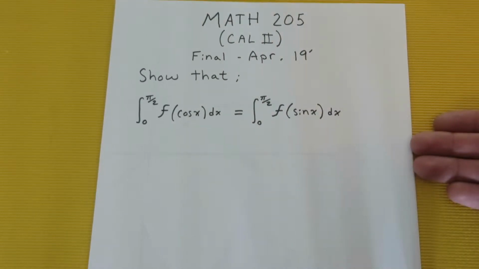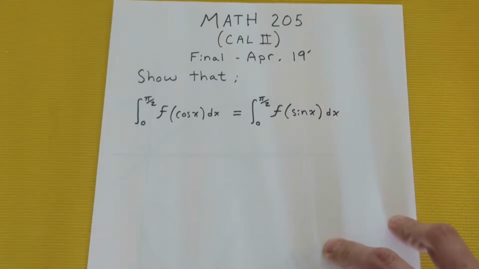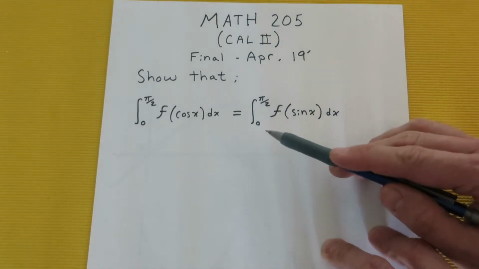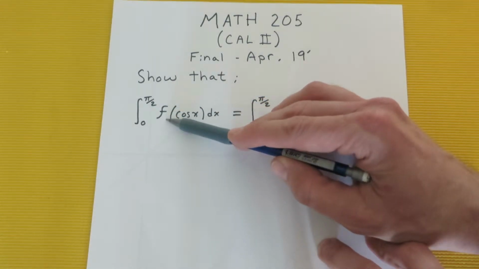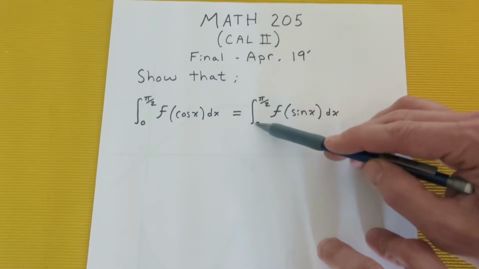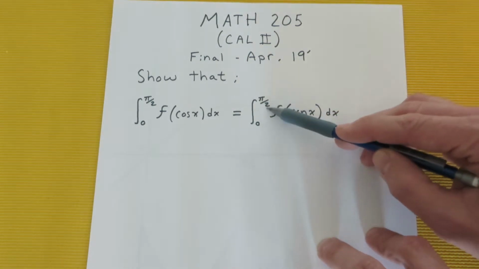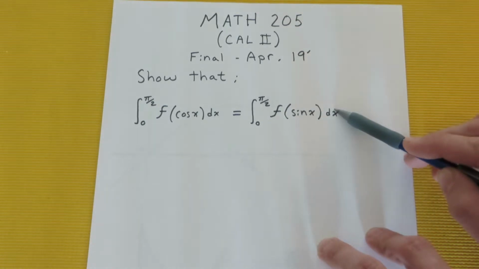This is a question from the final of April 2019. It asks us to show that the integral from 0 to pi over 2 of f of cosine of x dx equals the integral from 0 to pi over 2 of f of sine of x dx.